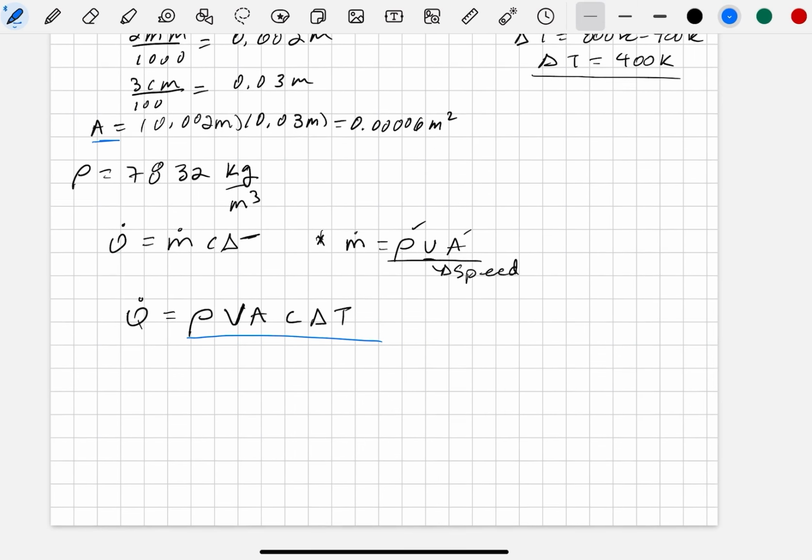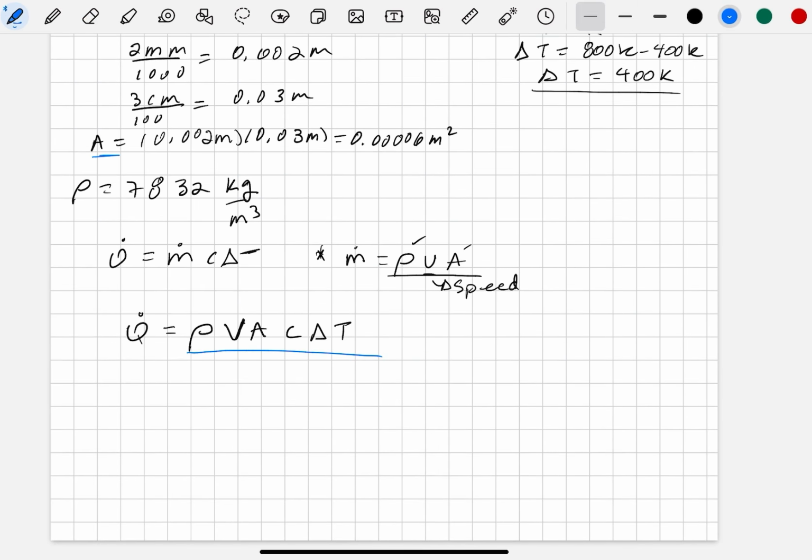Okay. So I'm gonna divide both sides of the equation by the density times the area, specific heat, change in temperature. So what happens is that change in temperature cancels out, specific heat cancels out, area cancels out, density cancels out. And the only thing that I'm left with is the speed, which is what I'm looking for.